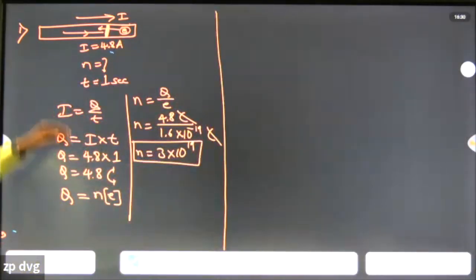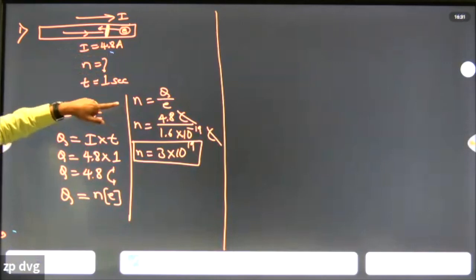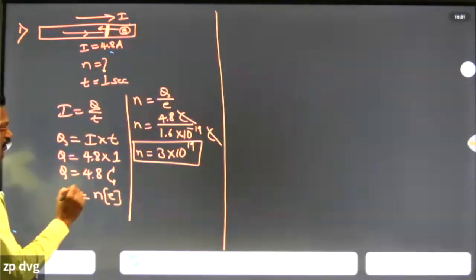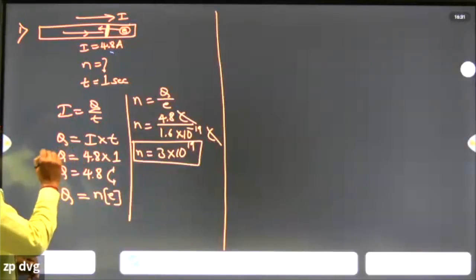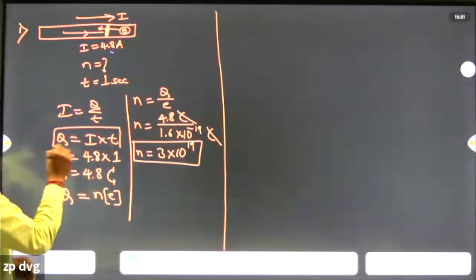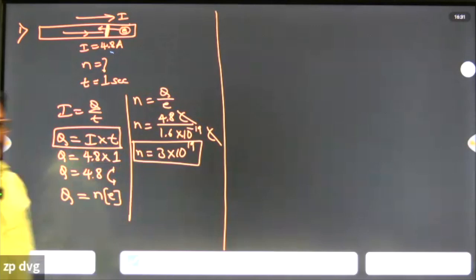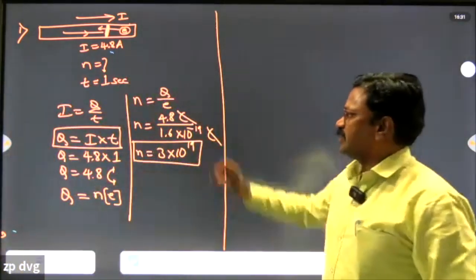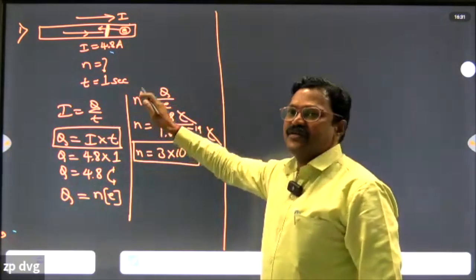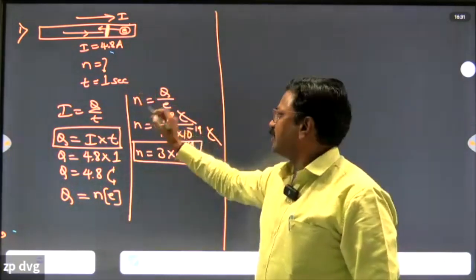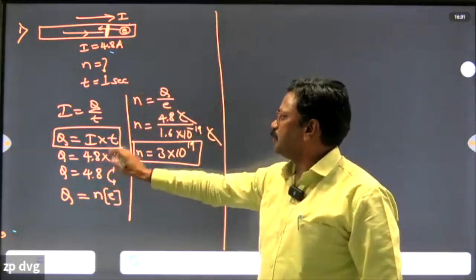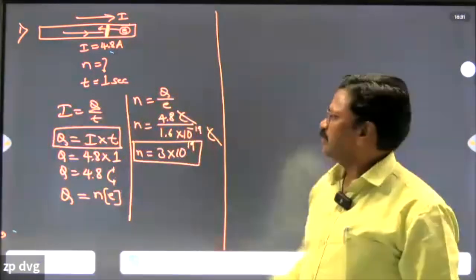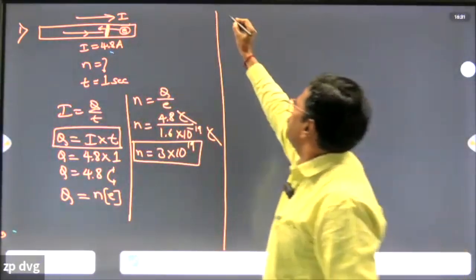So if you are given the value of current and time and asked to find the value of charge, then we can use this relation: charge Q is equal to I into T. Once you know the value of charge, if you want to find out how many charge carriers are there, the number of electrons crossing any section of the conductor can be determined by the relation Q is equal to N into E, and N is equal to Q by E. Okay. Let's take the next question.